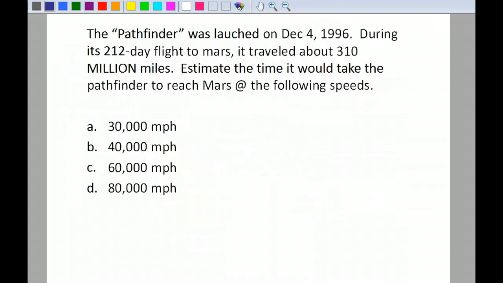Okay, now this problem with the Pathfinder, I would like for you to look at this one on your own, see what you can come up with, and bring it to class tomorrow. So tell me what formula you think we're going to use looking at this. I'm betting we're going to use something about the distance is equal to rate times time. So look at this one, see what you can come up with.